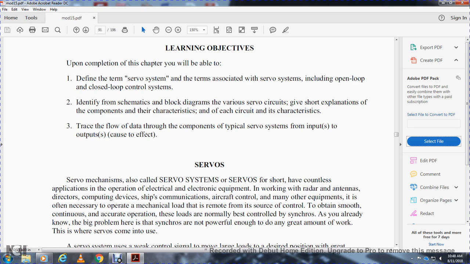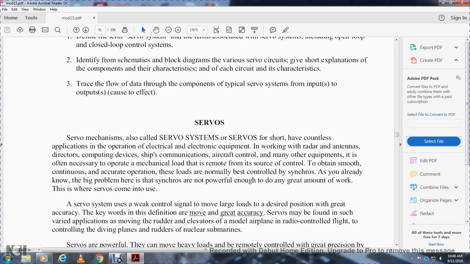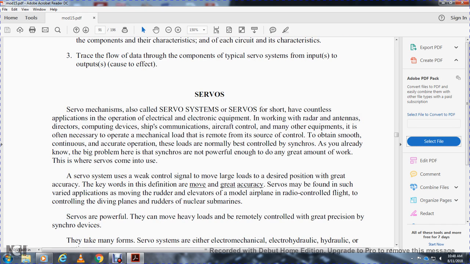As you already know, the big problem with synchros is that they are not powerful enough to do any work with a greater amount of load. That is where servos come into use. A servo system uses a weak control signal to move a large load to the desired position with great accuracy. The keywords for the definition are: move with greater accuracy.